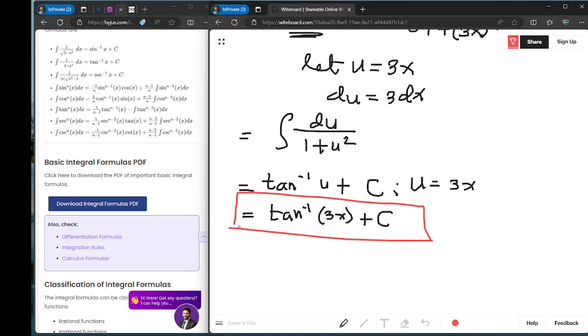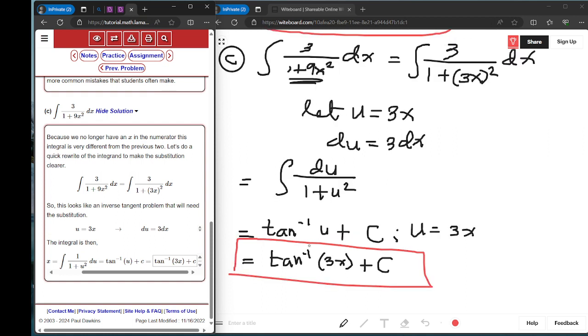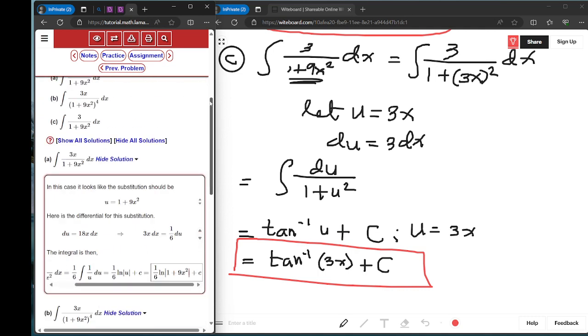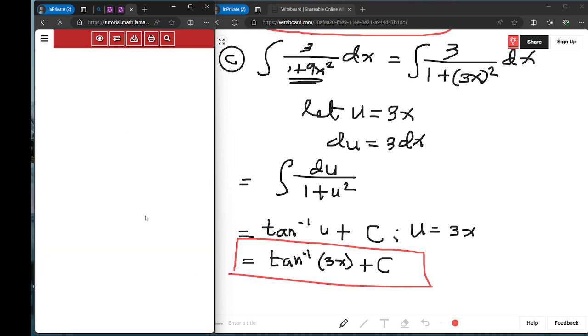Oh no, if I were given this problem in a real quiz, I might not have been able to answer this. So let's check. Let's go back to Paul's answer. Yeah, that is arc tangent of 3x. But that's it. I think I'll have to stop here. In the next video, I'll be solving definite integrals.